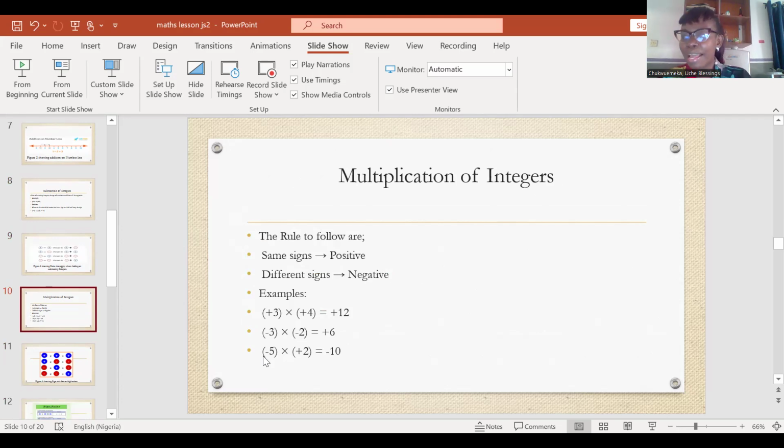Now let's go over to multiplication of integers. How do we multiply integers? The rules to follow are: same sign leads to positive; different signs lead to negative. I repeat, same signs give us positive, different signs give us negative.